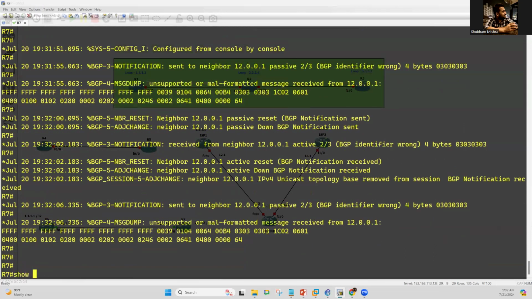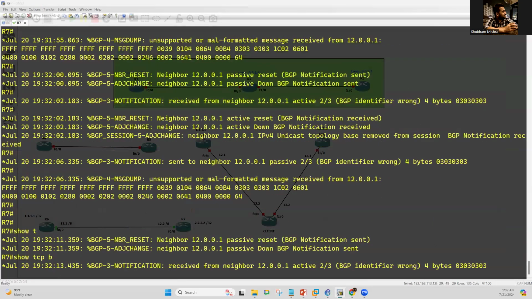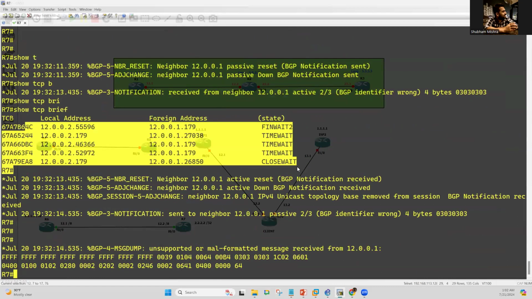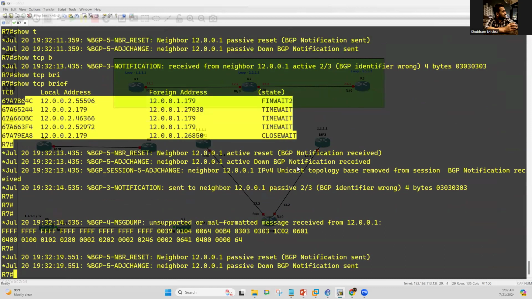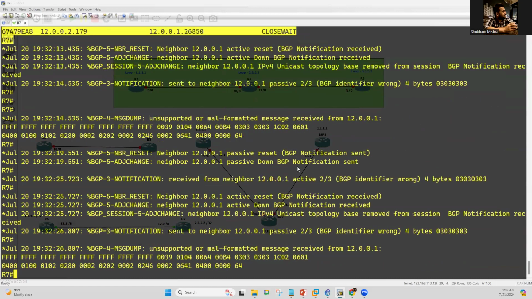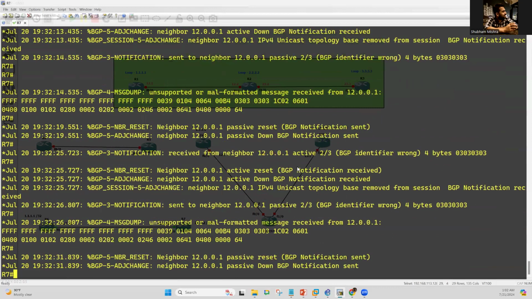Even see, TCP brief. I am running the command. See, none of the connections is in the established condition. Everything is either closed or in time wait. Every TCP session is either closed or in time wait state. Getting my point? So that's the reason I told you that in case of BGP, the router ID must be unique.